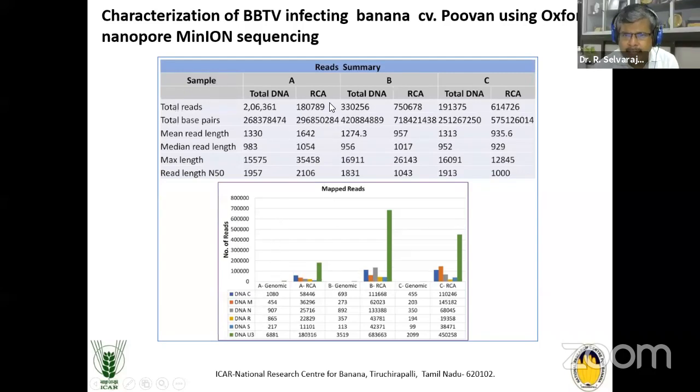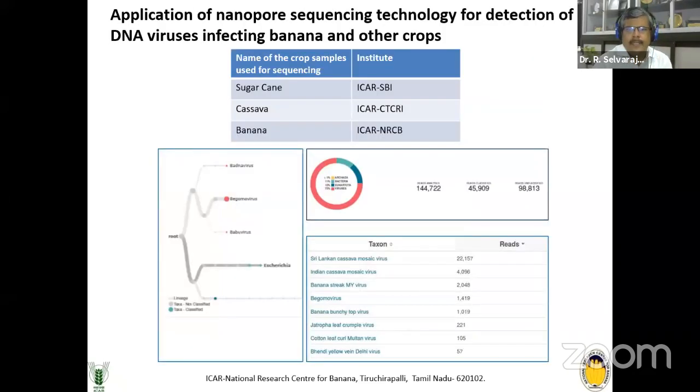But when we did the RCA product, we could characterize the whole genome, the whole sequence we got, and it was almost equivalent to Illumina data actually. And again, this is one of the CRP projects, vaccine and diagnostics, where Dr. Krishna Reddy is our coordinator, and we jointly worked with the sugarcane group and Dr. Makesh from CTCRI, their group and our group.